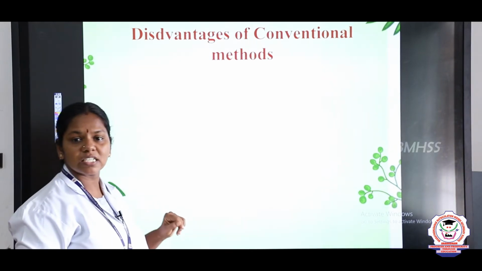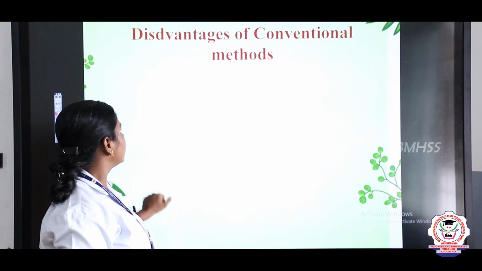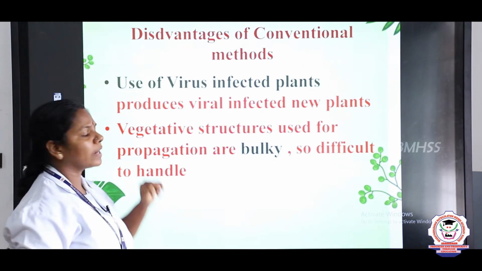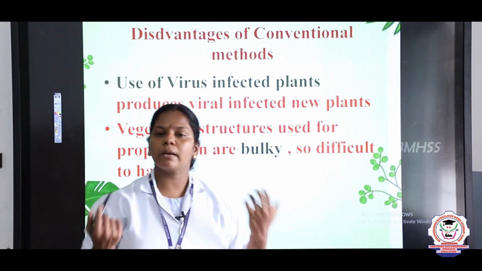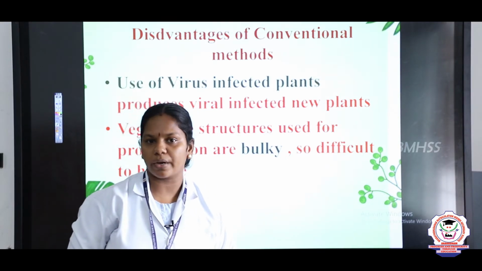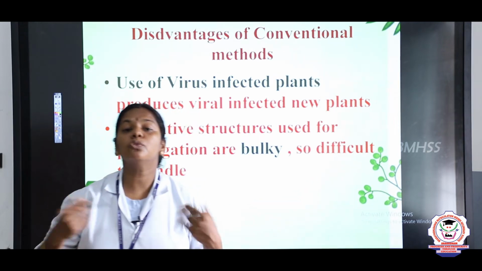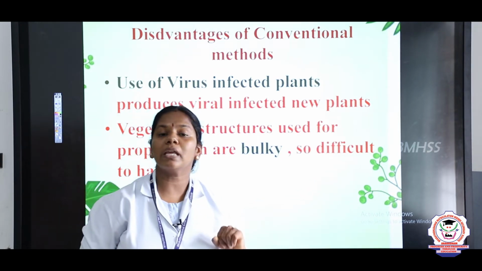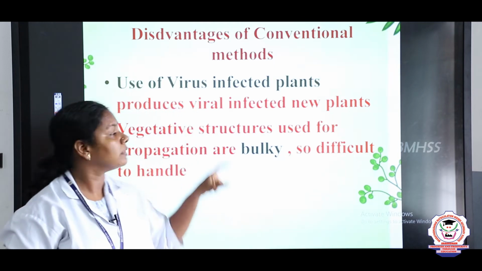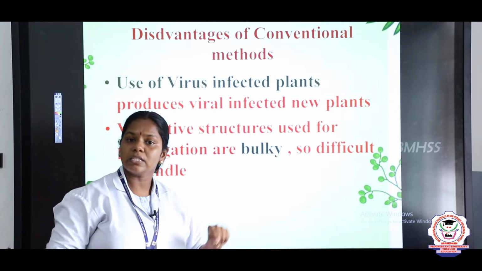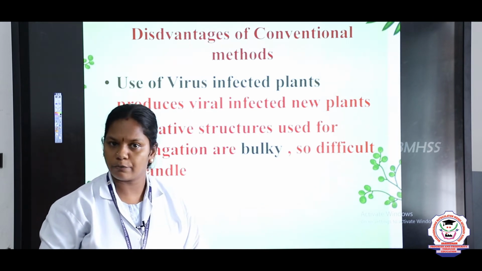So, disadvantages of the conventional method, right? The first one is, if you are using a plant for layering and that plant is infected by a virus, automatically the new plants produced from it are also affected by the disease. So we should be very careful in handling the plant, children, because if you use virus-infected plants, the generation will also be virus infected, right?